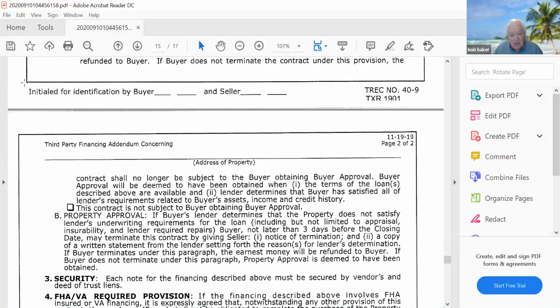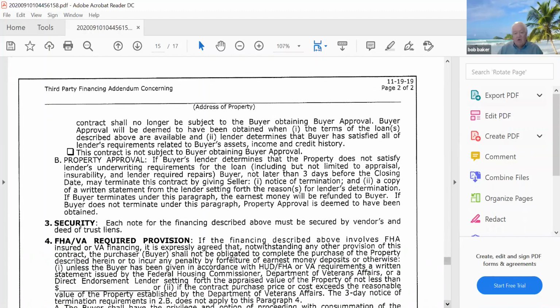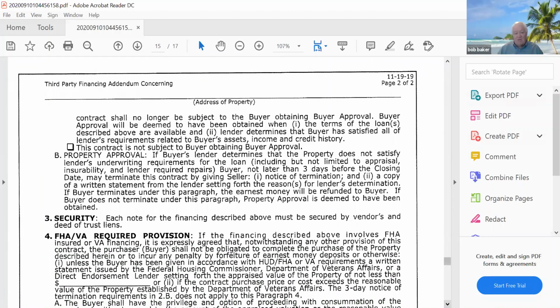Unless it's an FHA or a VA loan. In FHA and VA, this timeline that we've got in 2B does not apply. And you'll see that language down in paragraph 4, the very end of that first paragraph in 4, FHA VA required. It says, the very last sentence, the 3-day notice of termination requirements in 2B does not apply to this paragraph 4.